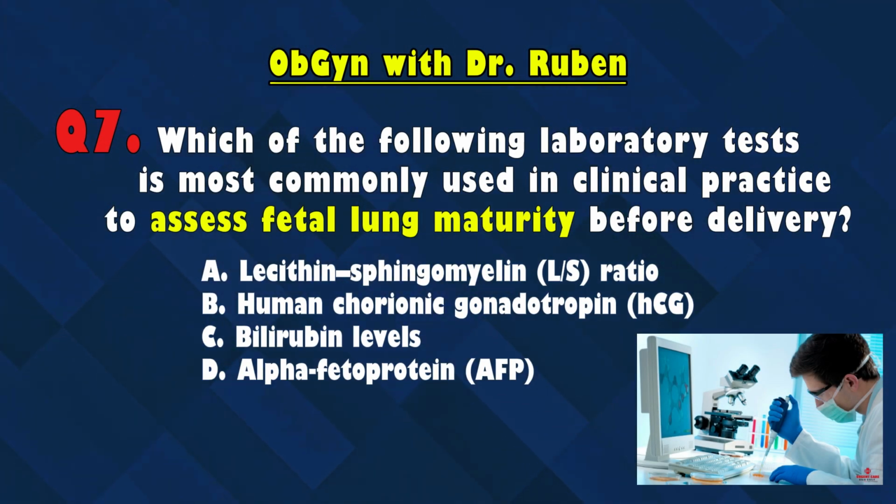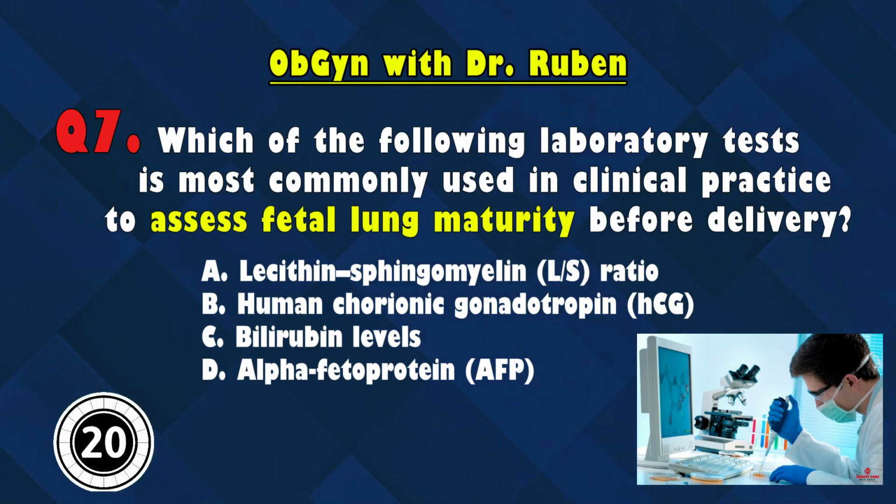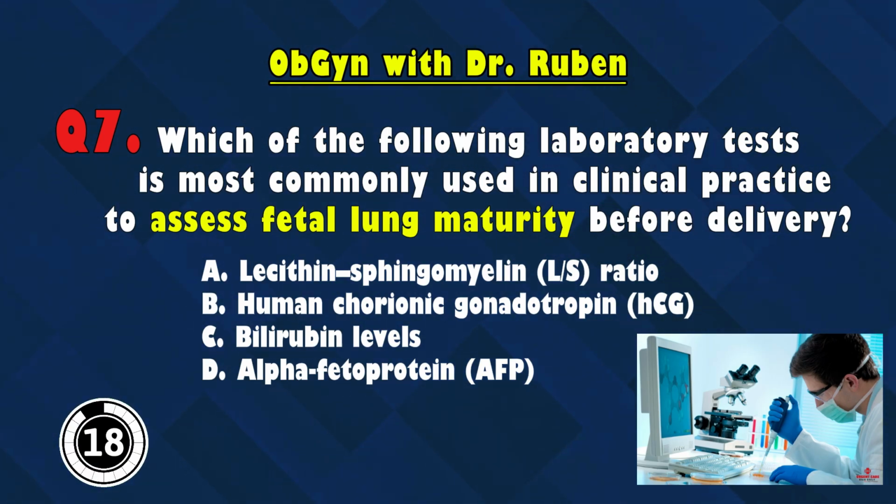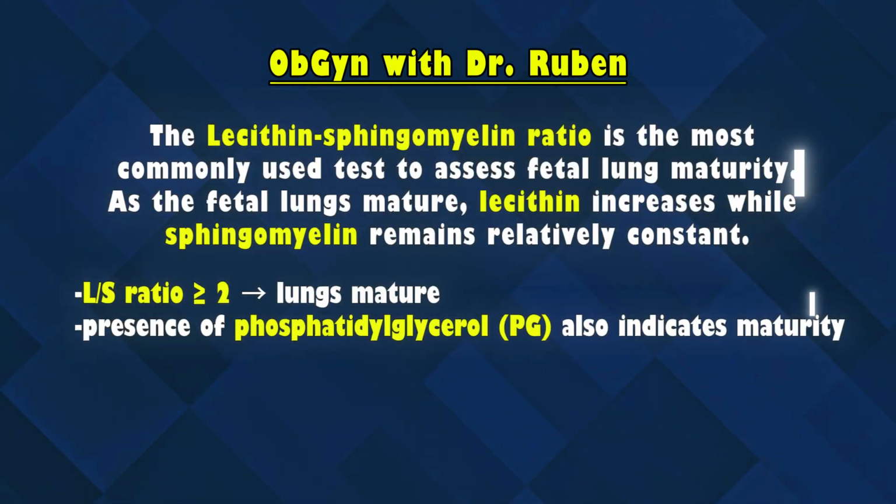Question number 7. Which of the following laboratory tests is most commonly used in clinical practice to assess fetal lung maturity before delivery? If you chose A, you got it right. The lecithin-sphingomyelin ratio is the most commonly used test to assess fetal lung maturity.